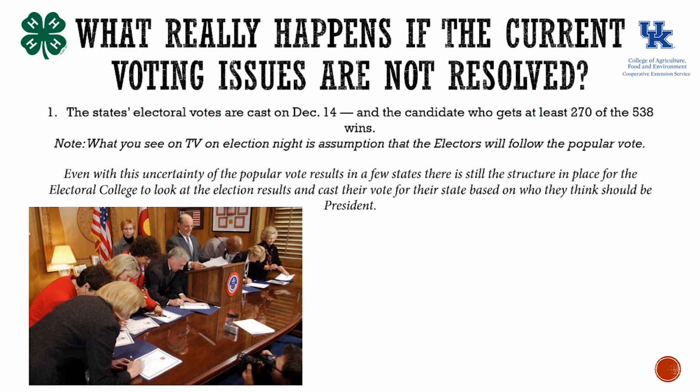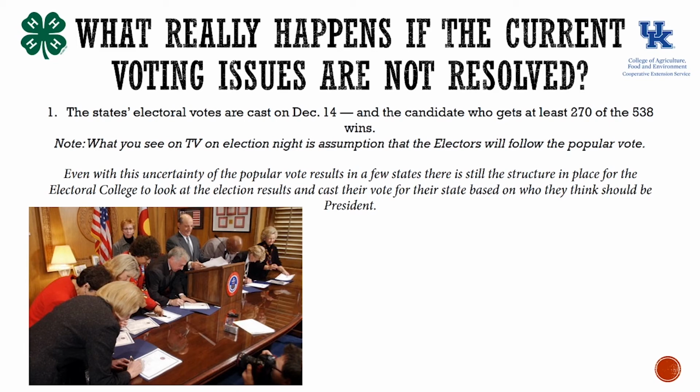What'll really happen if the current voting issues are not resolved? There are 5 steps to this. And it's going to seem like I'm throwing a lot at you, and I am. But what I want you to pull away from this is not the idea of remembering every step, but the idea of understanding that if this isn't decided clearly through the election process, don't think this is the end of our nation or something bad's going to happen, because there are steps in process to clearly work this out.